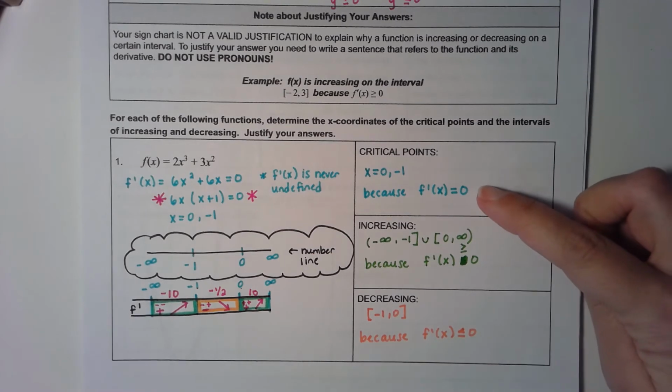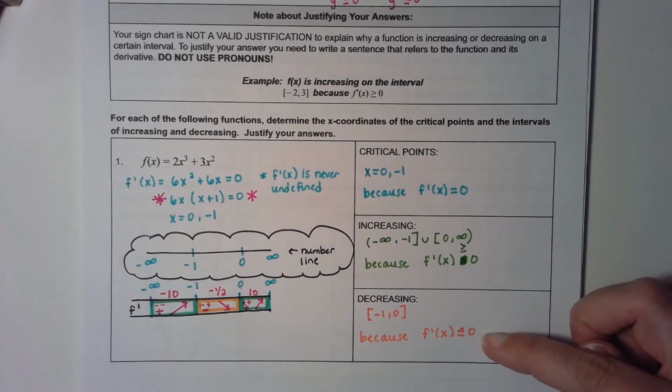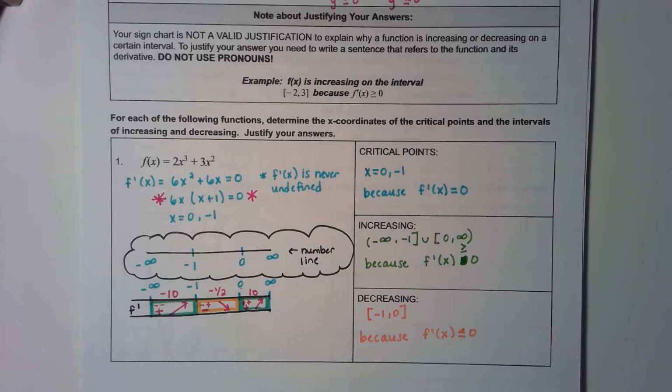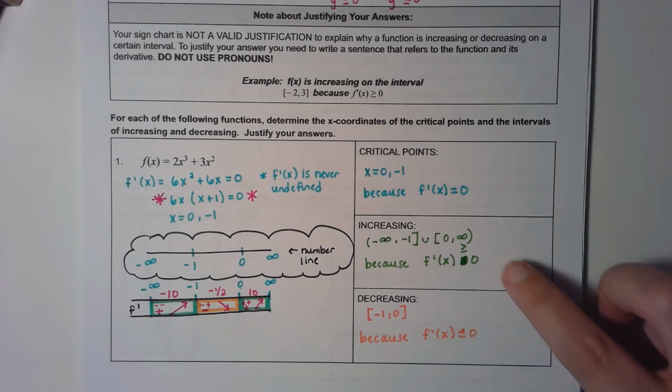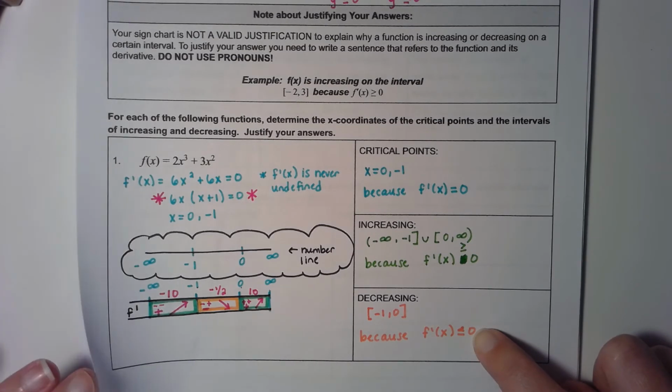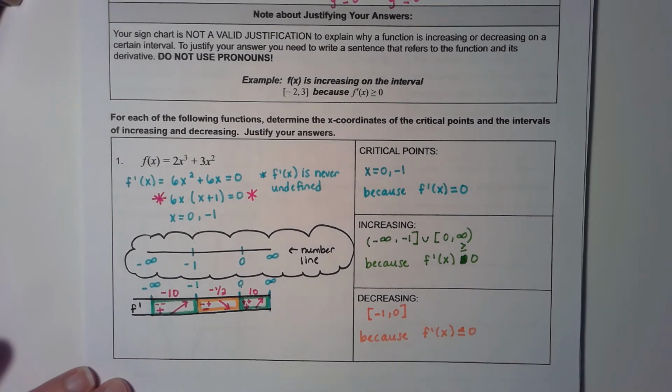Now you'll notice that each of these reasons refers to f prime. Critical points where f prime is equal to 0. Increasing is where f prime of x is greater than or equal to 0. And decreasing is where f prime of x is less than or equal to 0.